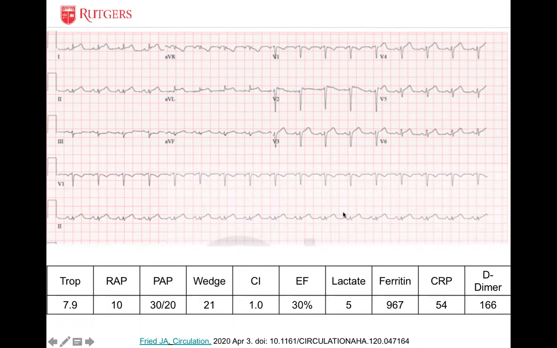A diagnosis of myocarditis was made on this patient. An intra-aortic balloon pump was placed, and the patient's cardiac output improved. With continued supportive care, the patient actually did survive and was able to be taken off of the balloon pump. So again, this is a case of COVID-19 induced myocarditis.